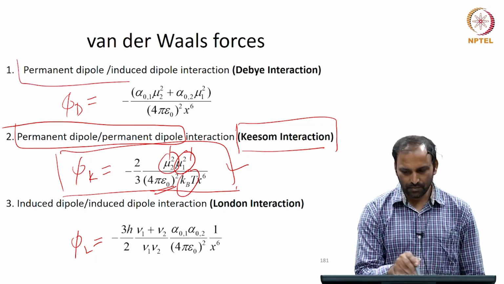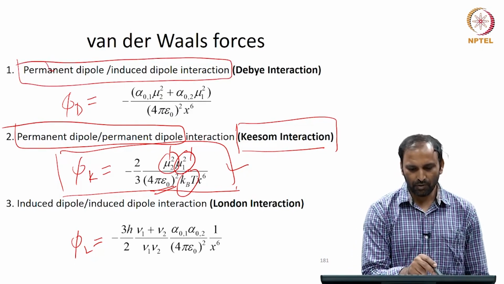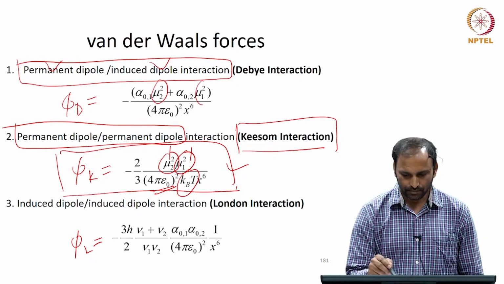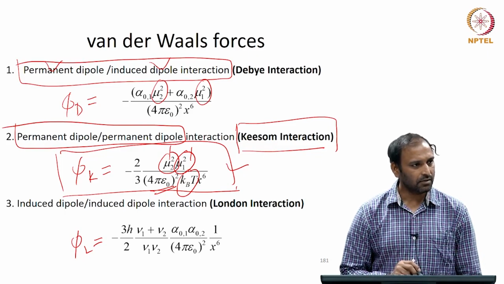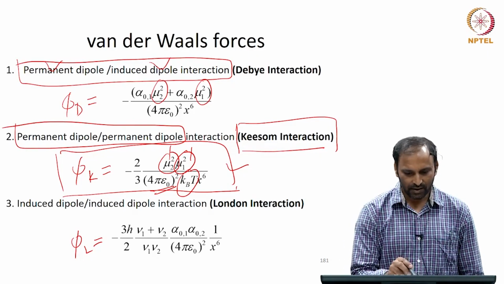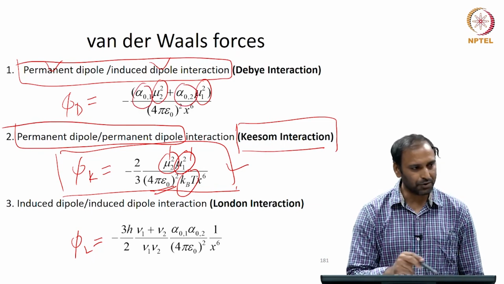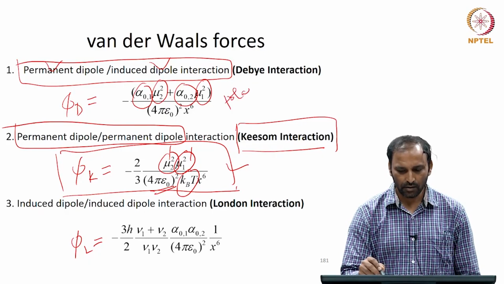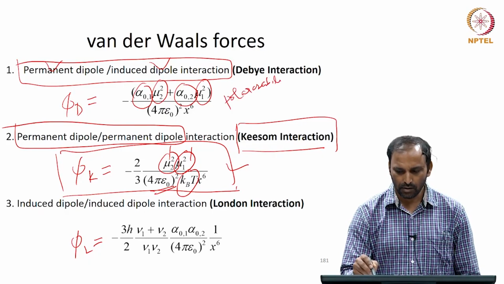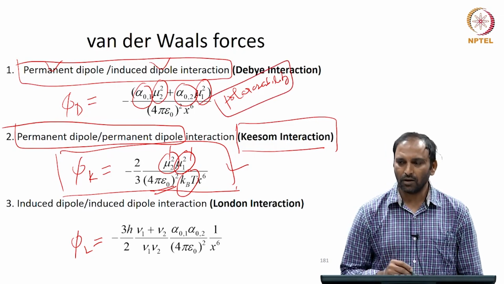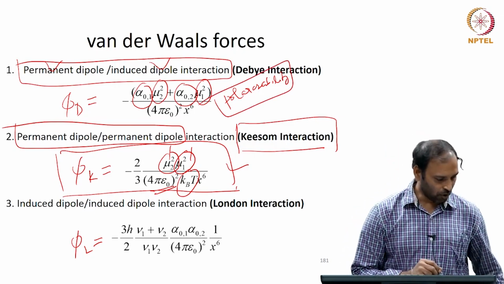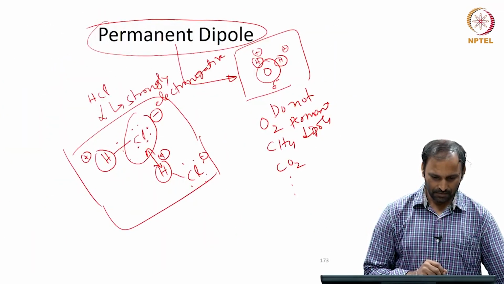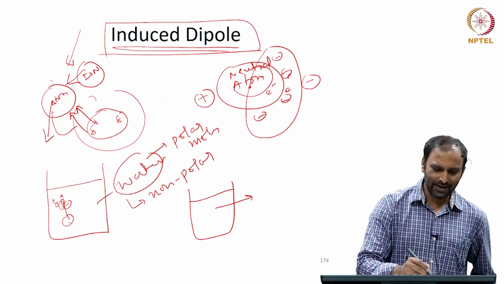If you look at the Debye interactions, which are interactions between the permanent dipole and the induced dipole, these are the dipole moments. Then alpha 01 and alpha 02 are what are called polarizability, which tells you something about this induced dipole that I talked about.